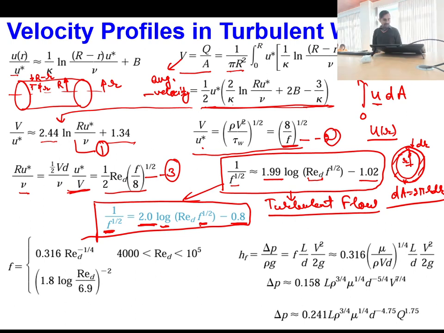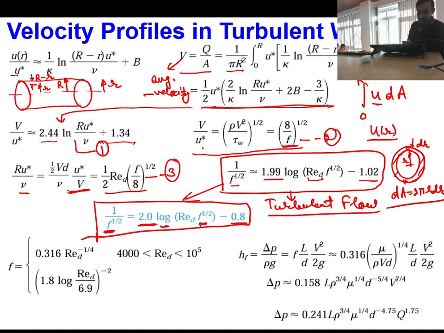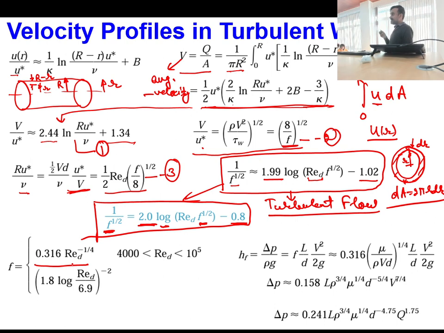So what people have done, particularly Blasius, a student of Prandtl, is to do some experiments, and based on his experimental data, he tried to fit a functional form for the friction factor purely in terms of the Reynolds number of the pipe, so that we can get an explicit value of friction factor, which is easy from a computation point of view.